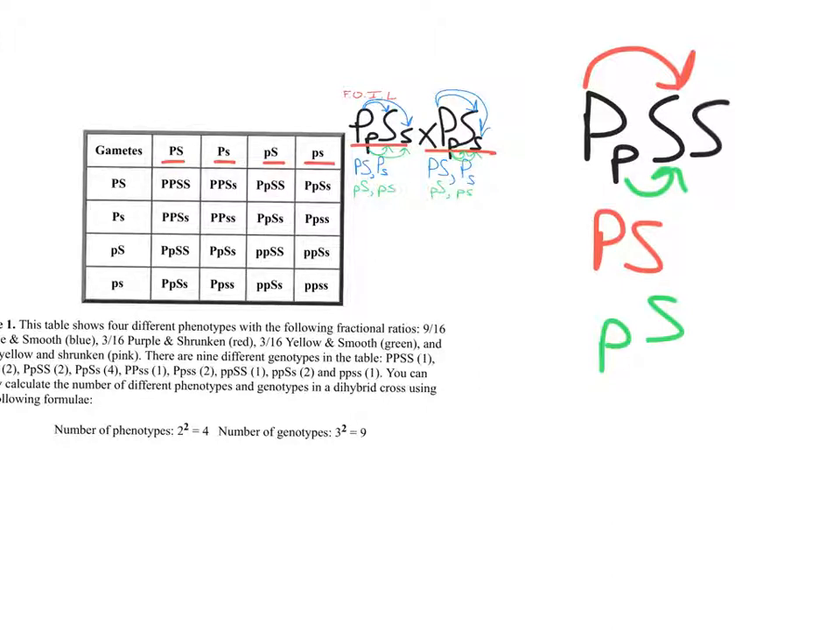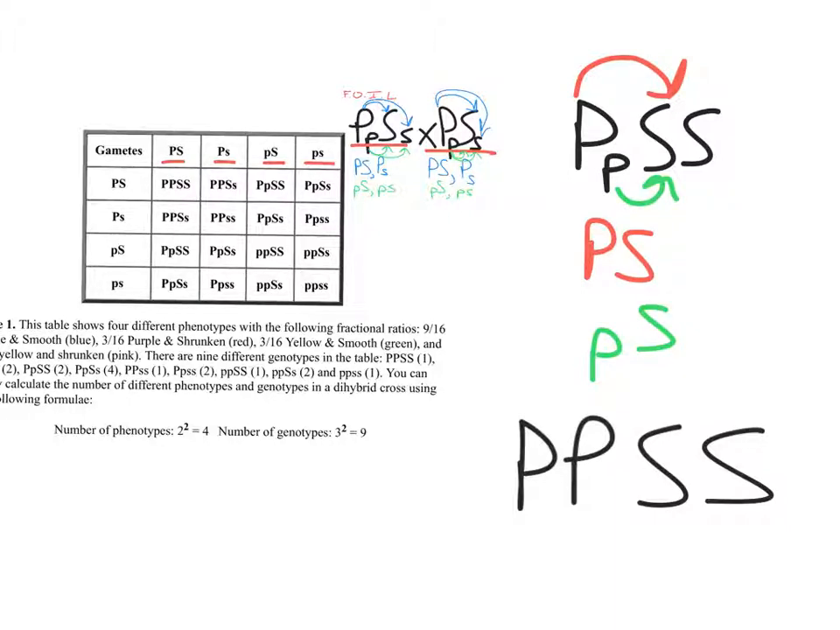Will you produce 4 eggs? Sure. But you'll either have this or this. You won't have eggs with little p, little s. Why can't you get little p, little s? Because there's no little s. This creature is homozygous dominant for S. It's heterozygous for P. Now what if you had a homozygous for both genes? What if you had big P, big P, big S, big S? How many different kinds of gametes could you make then? Only 1.